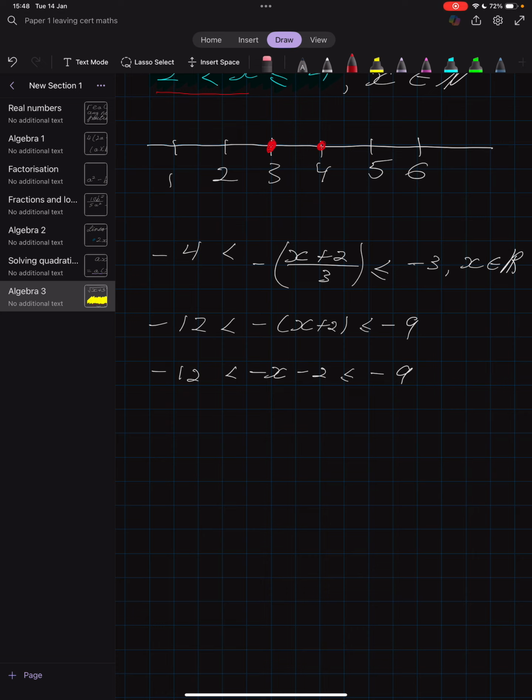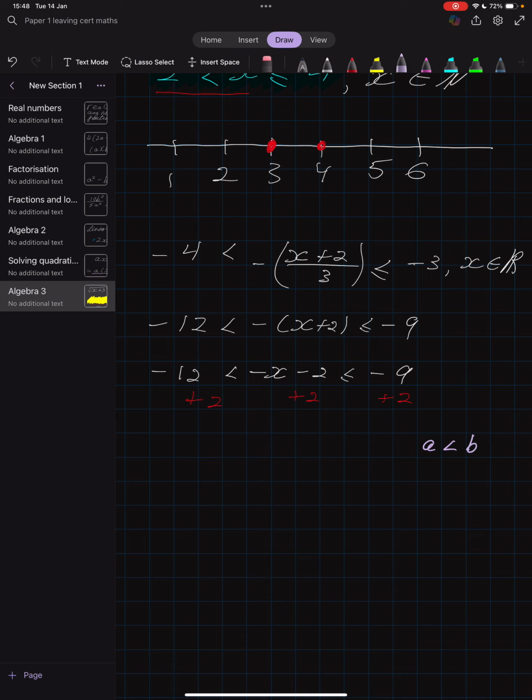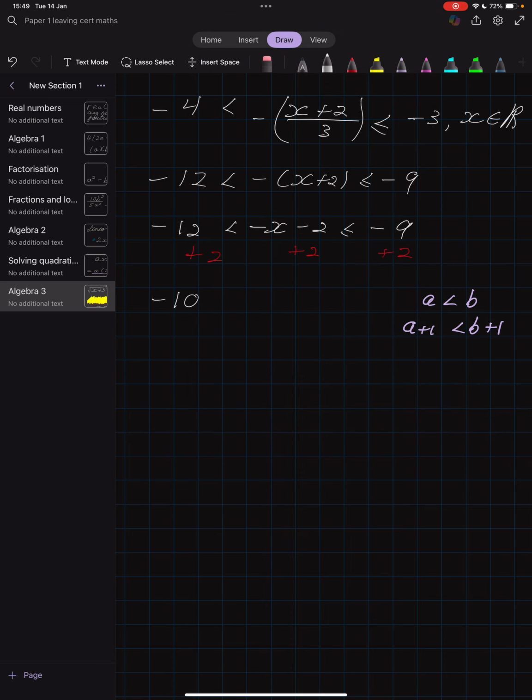Now, I want to get rid of this minus 2, so I'm going to add 2 to everything. You can act as if an inequality is like an equals sign. Because if A is less than B, then obviously A plus 1 is less than B plus 1. That's still true. Okay? So that's all I'm saying here. So I can add 2 to everything, and if I add 2 to everything, I'm going to get minus 10 is less than minus x is less than or equal to minus 7.